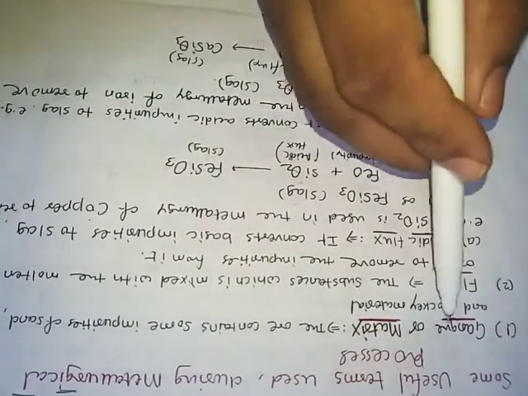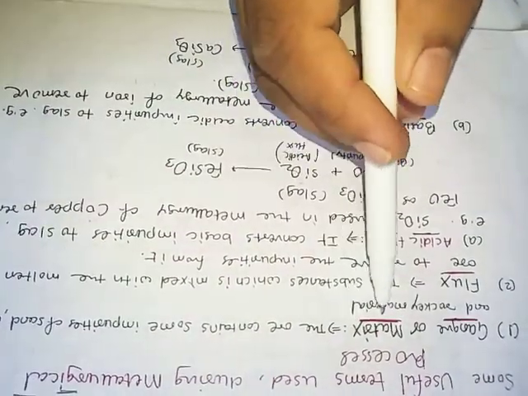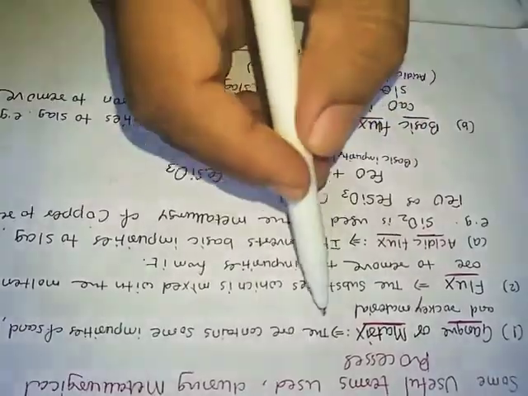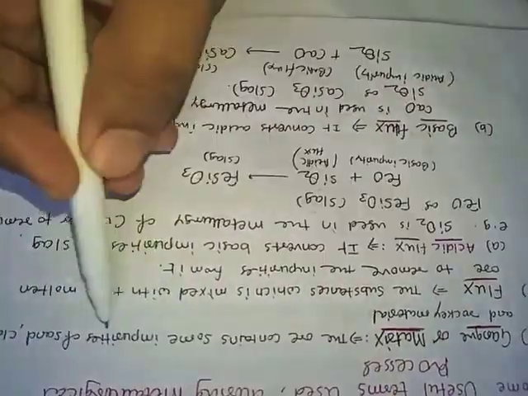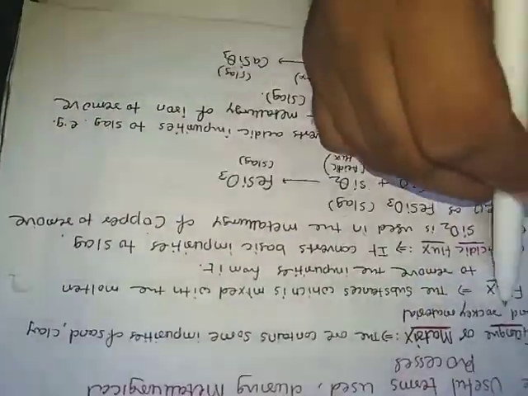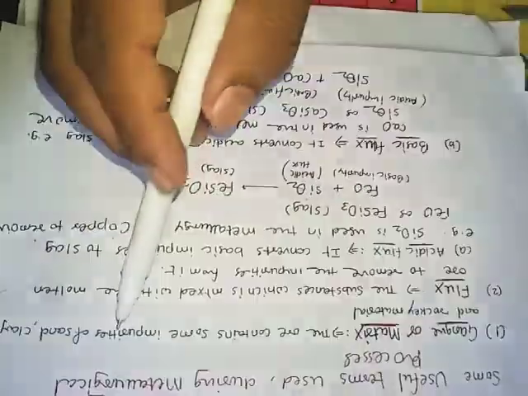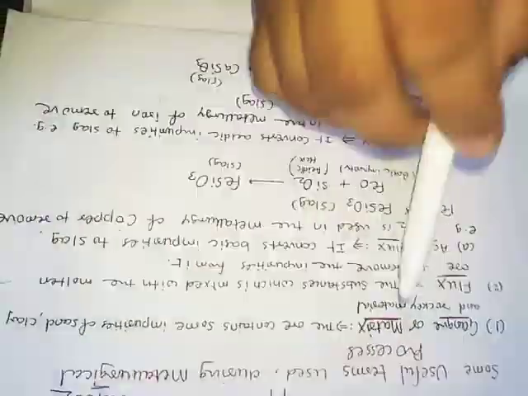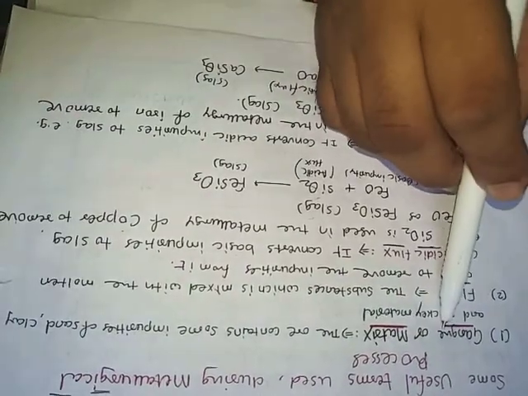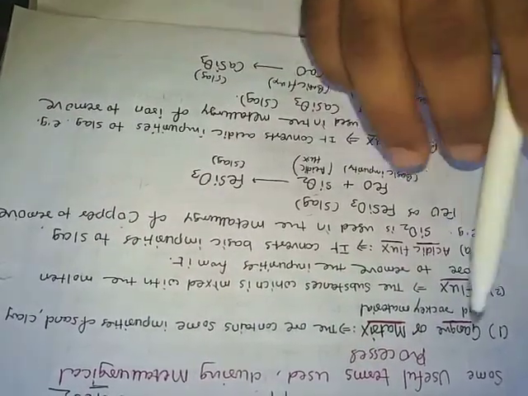First, gangue or matrix. What is gangue or matrix? The ore contains some impurities of sand, clay and rocky material. Whatever impurities are present in the ore, we call them gangue particles.